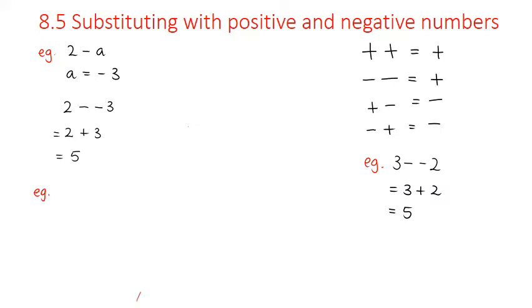Try another one. We have negative 3 multiplied by 1 plus x. And we know that x equals negative 2. So all you have to do is substitute negative 2 in where the x is. So we get negative 3 multiplied by 1 plus, and x is negative 2, so we put in a negative 2. Now the plus and the minus, they make a minus. So we get 1 minus 2.